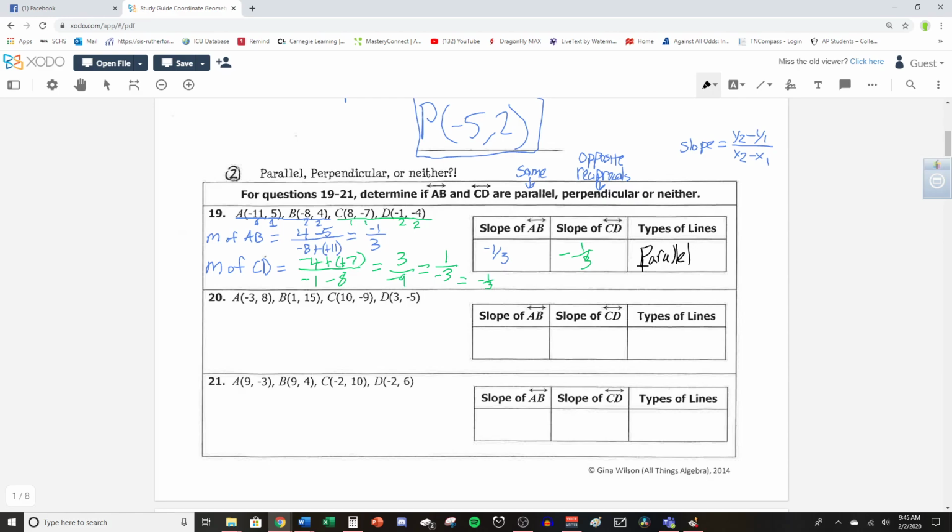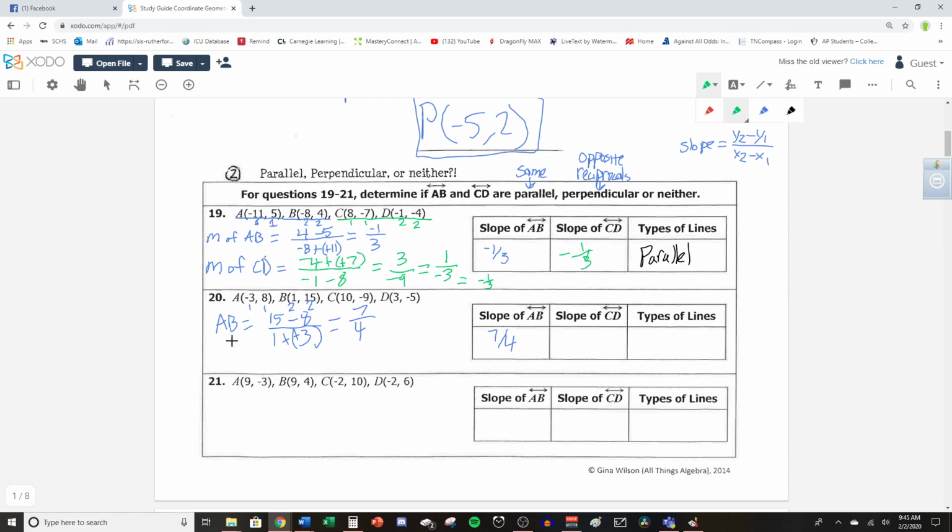We're going to practice those same operations on number 20 and 21. So let's go ahead and start doing that. I'm going to do blue for this first one. So this is 2, 2, 1, 1. For AB, we have 15 minus 8 over 1 minus -3. All of this comes from the slope formula up here. So this gets me 7 over, these change to pluses, 7 over 4. So that's my first slope.